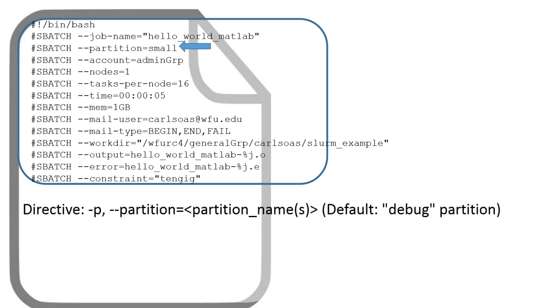The partition directive defines which partition your job is set to run on. Remember that your requested resources must meet the limitations of each partition to successfully run. If they do not, the job will be canceled. If no entry is provided for the partition, your job will automatically attempt to run on the debug partition.